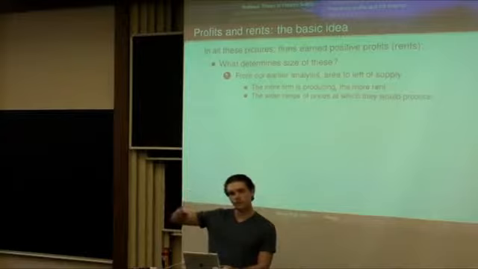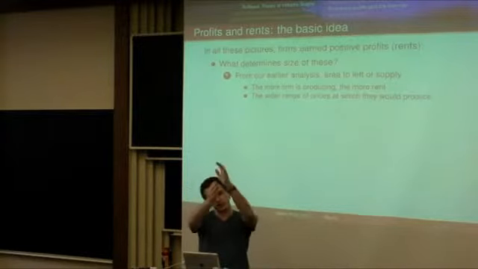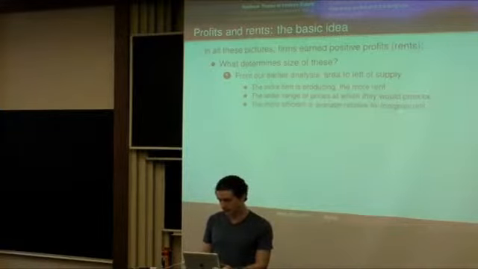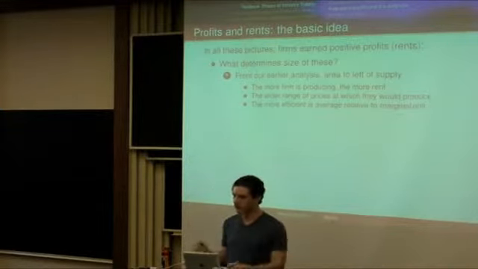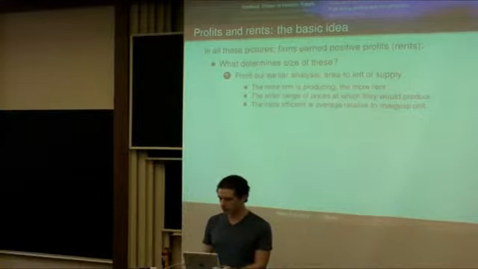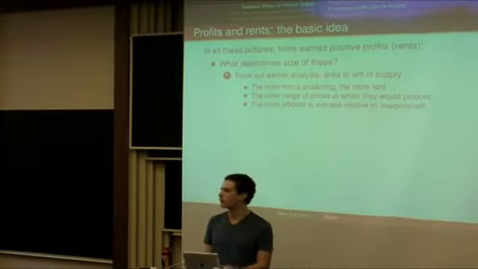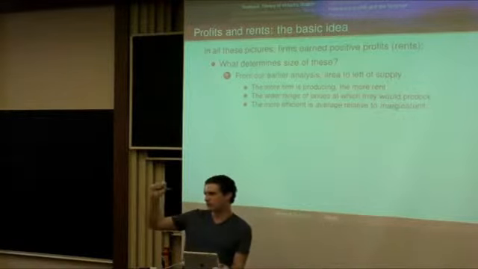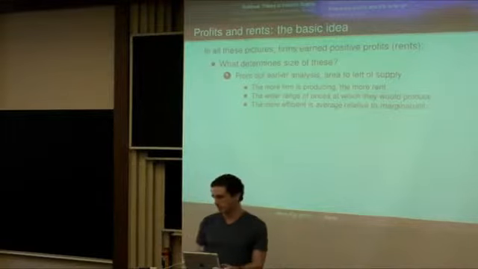Because if it's willing to produce at a wide range of prices, then its supply curve is going to be in, and there's going to be more area between it and the y-axis, right? And that means that the more efficient the firm is for the average unit that it produces relative to the marginal unit, the more profits the firm will earn. So if the firm can produce the average unit very cheaply, but the marginal unit not so cheaply, and that's equal to the price, then the firm is going to earn a lot of profits, right?